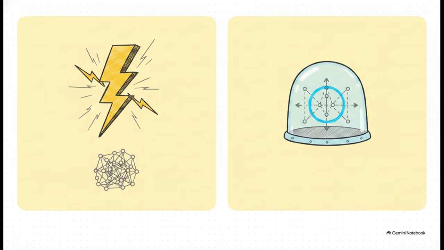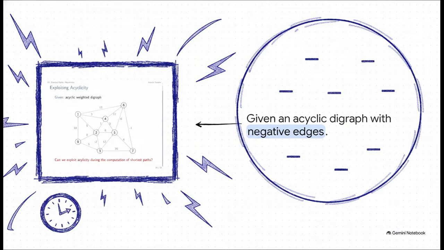shortest path logically impossible. But hey, what if you really need to handle negative weights, but you absolutely cannot afford to sacrifice speed? Well, you might be in luck, which brings us to our third method. It's a highly specialized approach that only works if your data forms a directed acyclic graph, or a DAG.